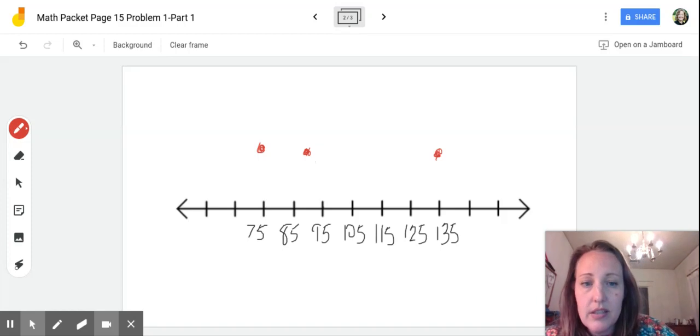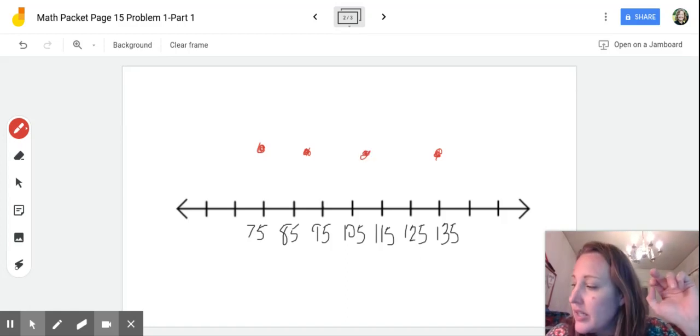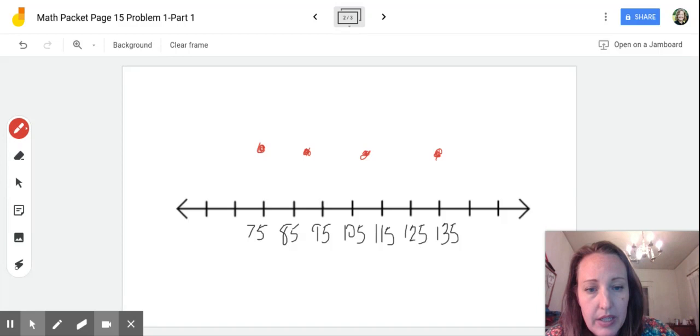Notice these points are supposed to be on the same parallel line. The median is at 110, that's halfway between 105 and 115. The upper quartile is 120, halfway between 115 and 125. So I have 5 numbers.